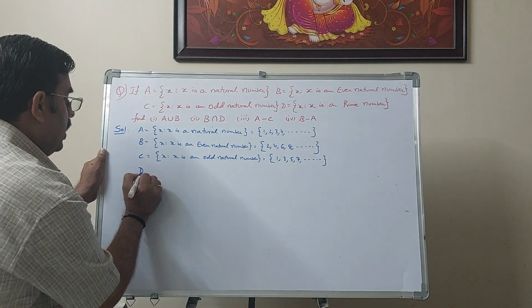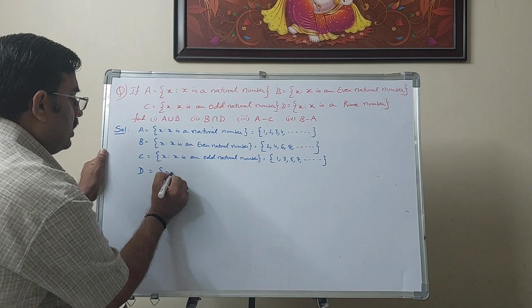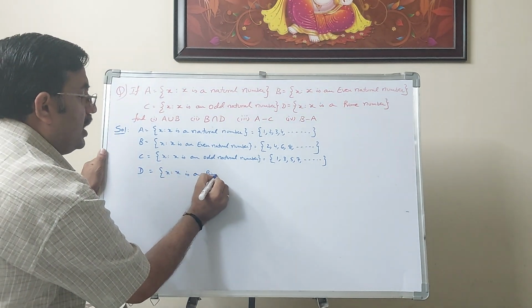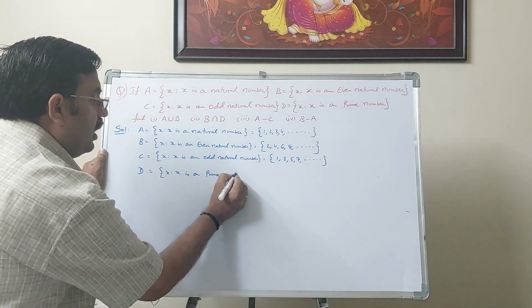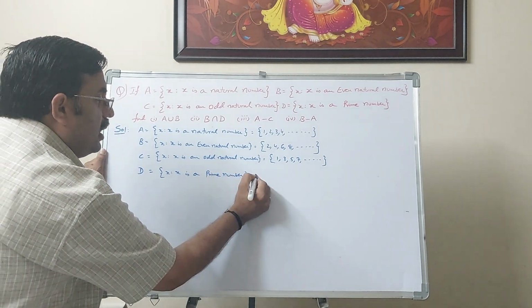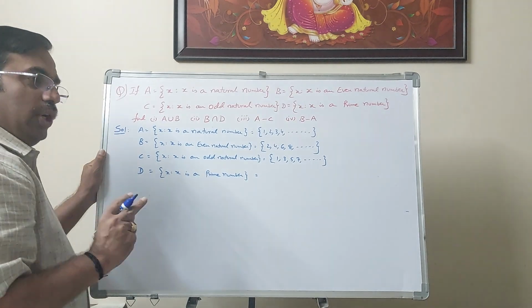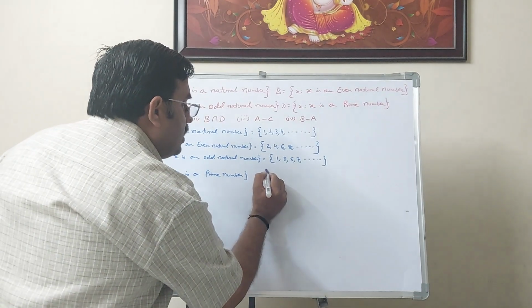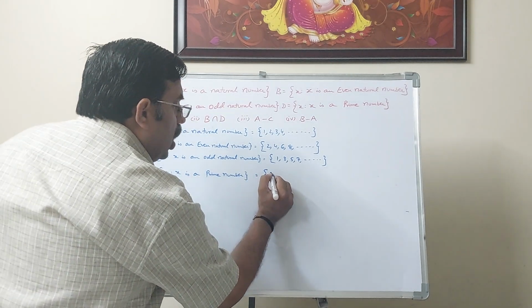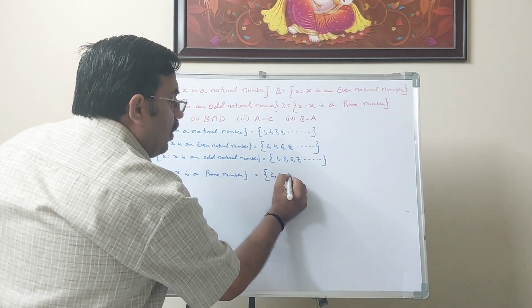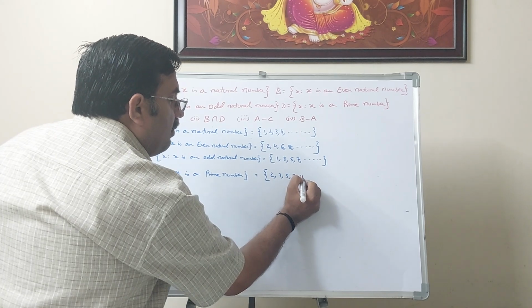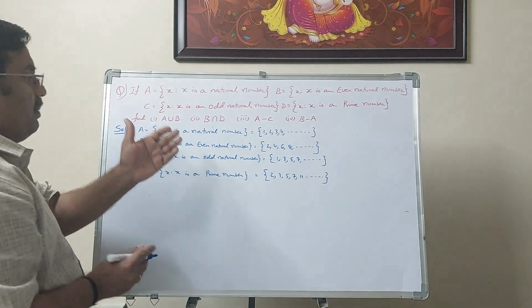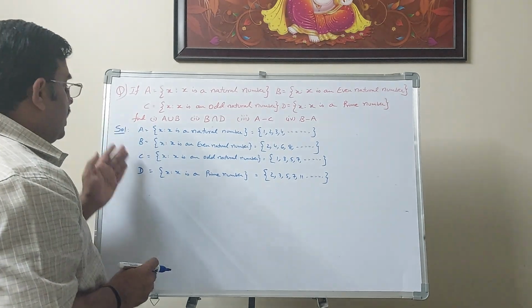And D is equal to X such that X is a prime number. What is a prime number? What I told you clearly: a prime number is a number having only 2 factors, the number 1 and the number itself. Those are called prime. Prime numbers are 2, 3, 5, 7, 11, and so on. So these are the elements written here for all the 4 sets A, B, C, D.